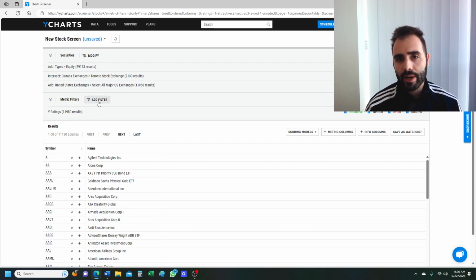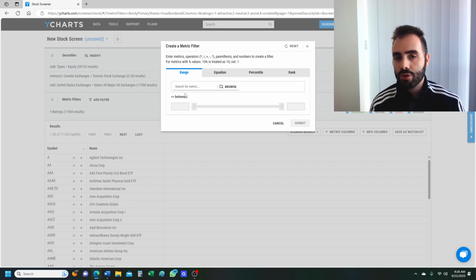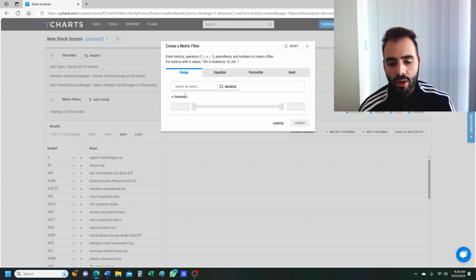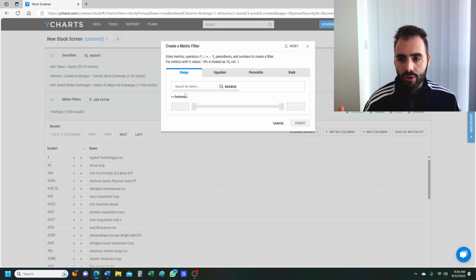Then I start going to my metric filters. The thing with metric filters is we can't be too specific when applying them. What we don't want to do is apply too stringent filters at the beginning and then eliminate things that just miss those filters. So what I do is I put pretty broad filters. I don't try and narrow it down too much. I just try and narrow it down so that it's a little bit more reasonable for me to look through.